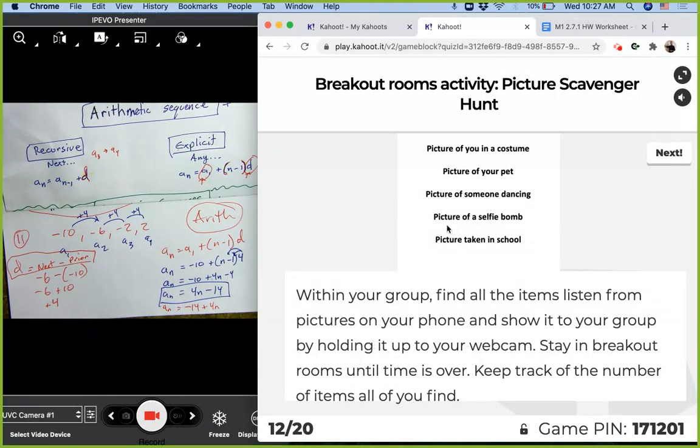So I'm going to open the breakout rooms, and go ahead and get your camera or your phone out so that you can look up some pictures, and you are going to share them as we go through it, okay? All right, here we go. Stay in the rooms till you're done. Once everyone gets in the room, you could start, but you can start looking now for those 5 different things: selfie bomb, picture taken at any school, picture of someone dancing, your pet, or you in a costume.